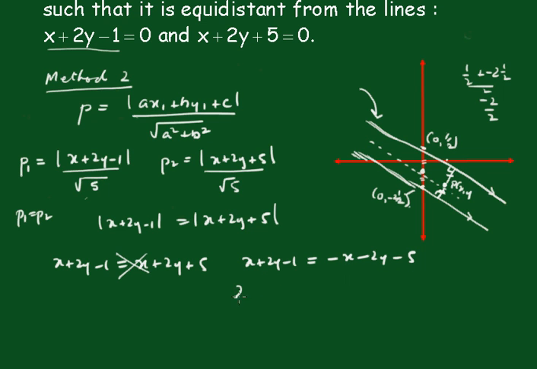Taking this across, you get 2x plus 4y, and this becomes plus 4 equals 0, because you're adding 5 to both sides. Then divide through by 2, and we get x plus 2y plus 2 equals 0, which was the same as we got before.